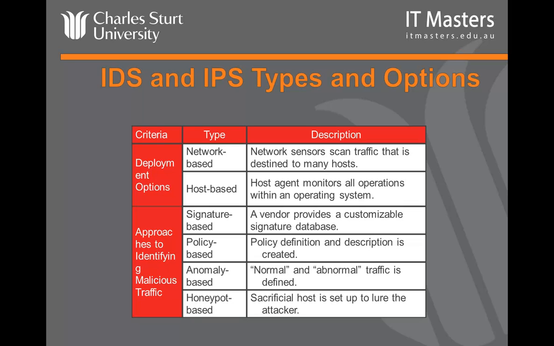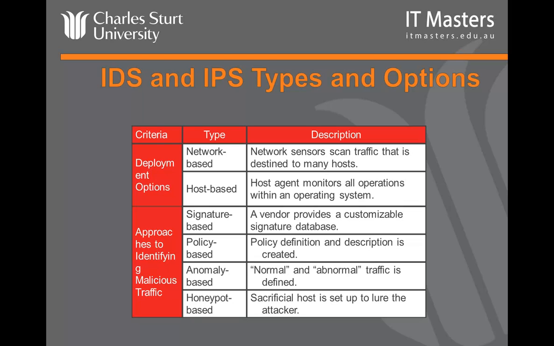Anomaly-based: normal and abnormal traffic is defined. Now again, these can be used in combination, okay, so it's not one or the other. They can be used in combination, either with separate devices or within the same device. So anomaly-based is basically you deciding, after you've given the device an opportunity to learn about what's going on in the network, you can specify to it what is normal and what is abnormal.